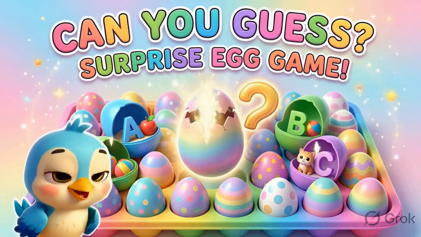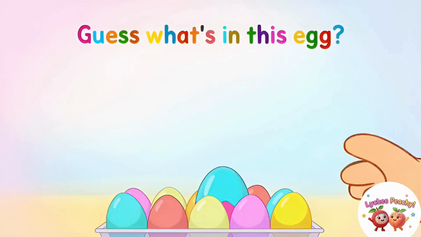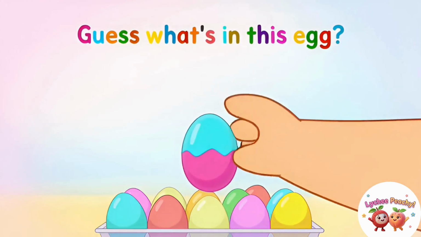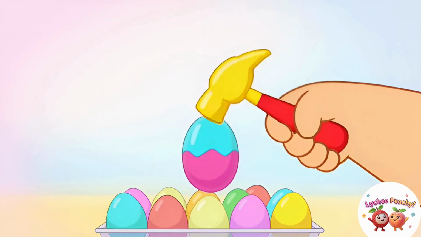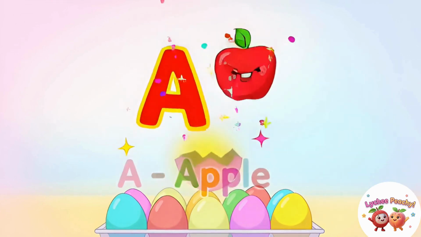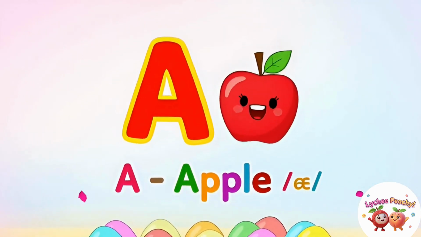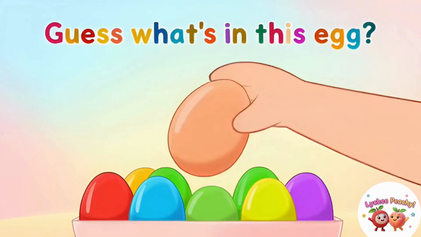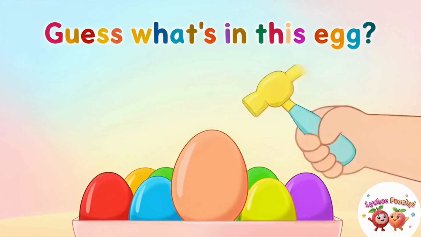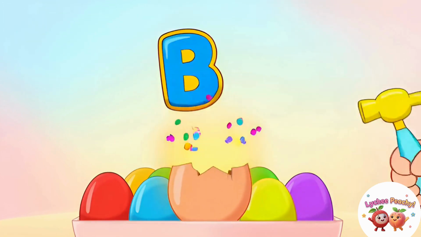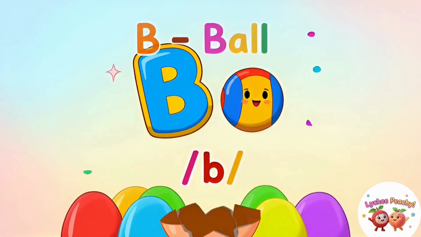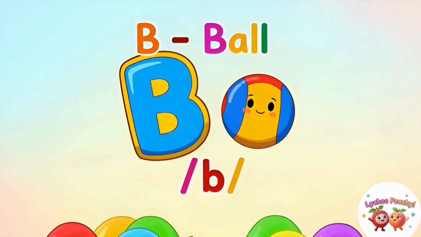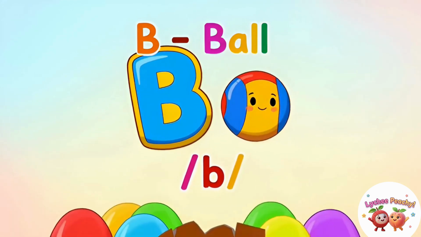Let's play a surprise eggs game. Guess what's in this egg? It's the letter A. A for apple, hip, hooray, apple. Guess what's in this egg? It's the letter B. B for ball, come play with me.